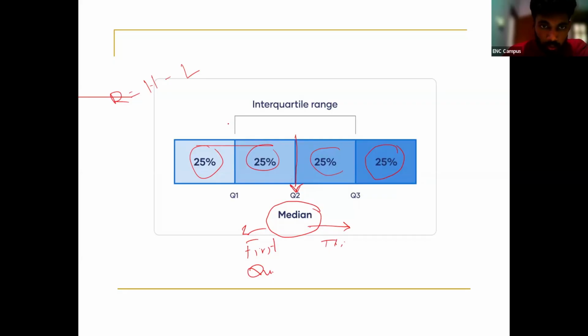So overall, you can see 25% of data is below the first quartile, 50% of data is below the second quartile, and 75% of data is below the third quartile.